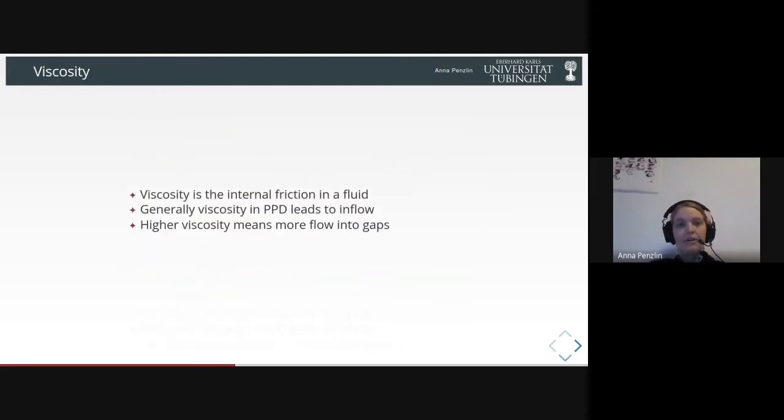And one important thing for this, if we come back to the viscosity part: if the planet needs to open a gap, the viscosity will work against this. The viscosity will flow material into the forming gap. So high viscosity will lead to an inflow through this gap and fill it up fast. So it's harder for a planet to open a gap if the viscosity is higher.